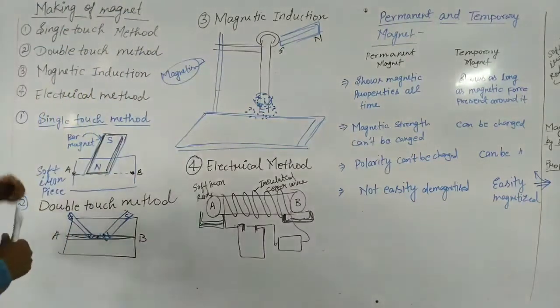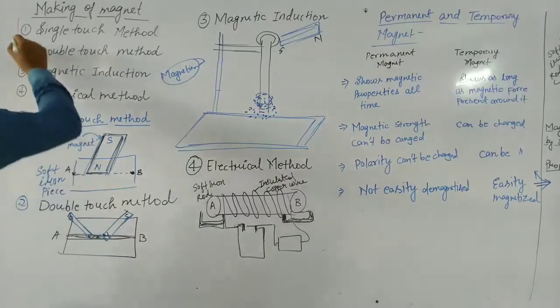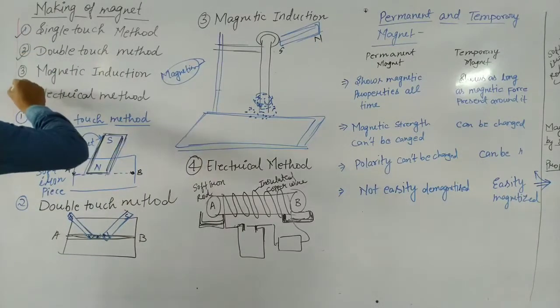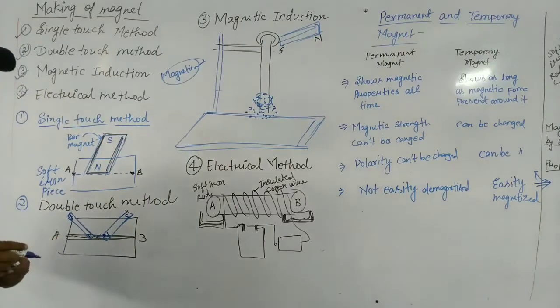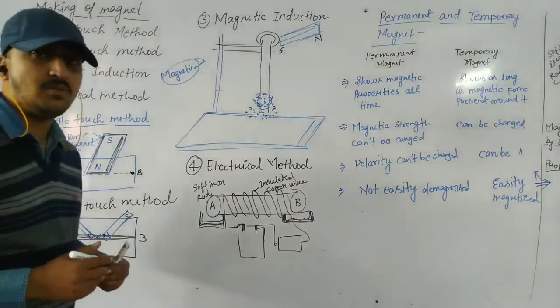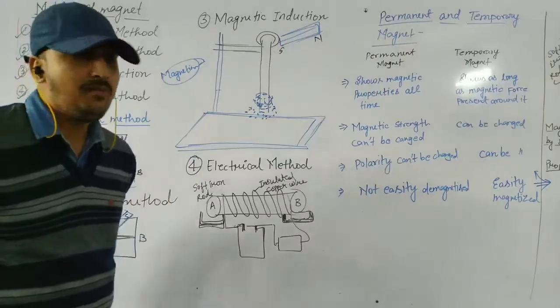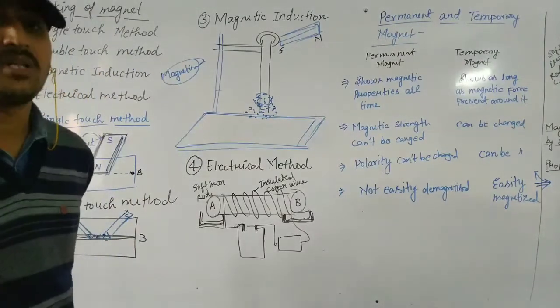So it is written, making of magnet. The first one is single touch method, double touch method, magnetic induction, and electrical method. Okay. So one by one we shall try to understand about the making of magnet. The first one is single touch method.